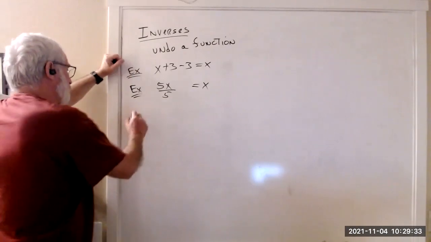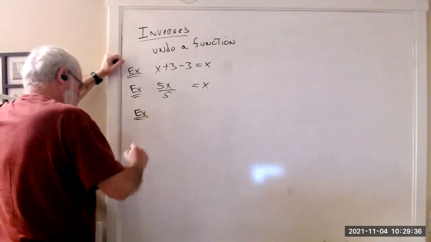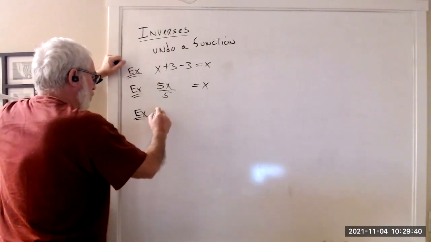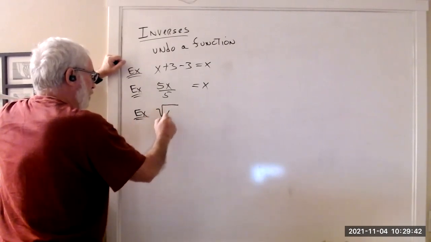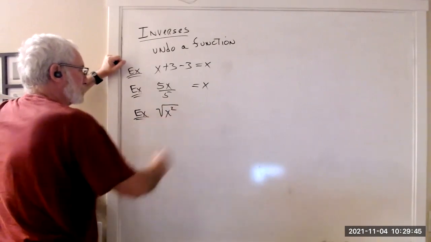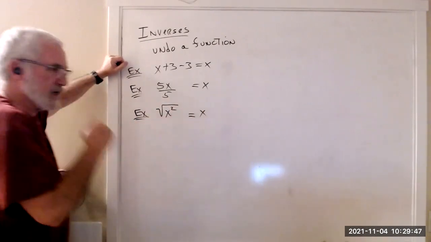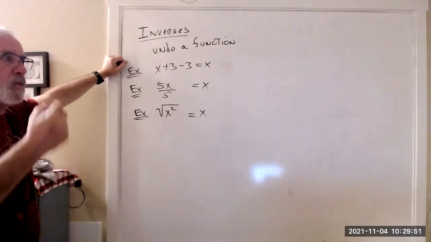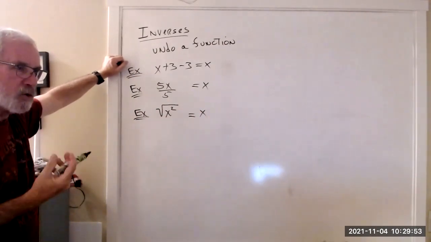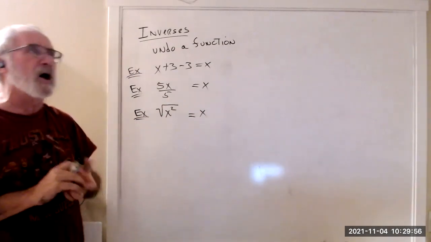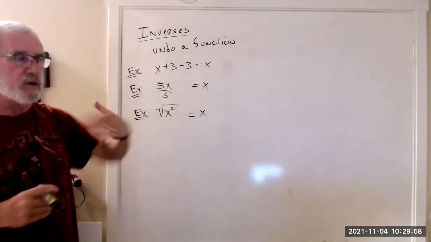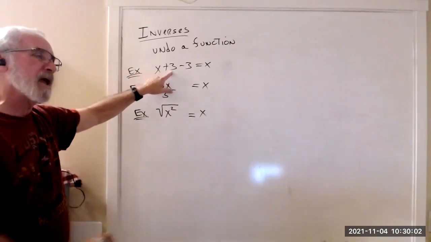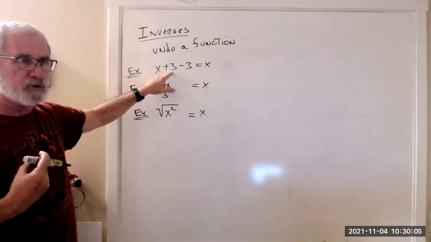And then I think last night I also gave you the square root and the square power. And that also is x. Math wants everything we do to be undoable. In other words, if we change it into something like add 3, we want to be able to change it back to what it was originally.